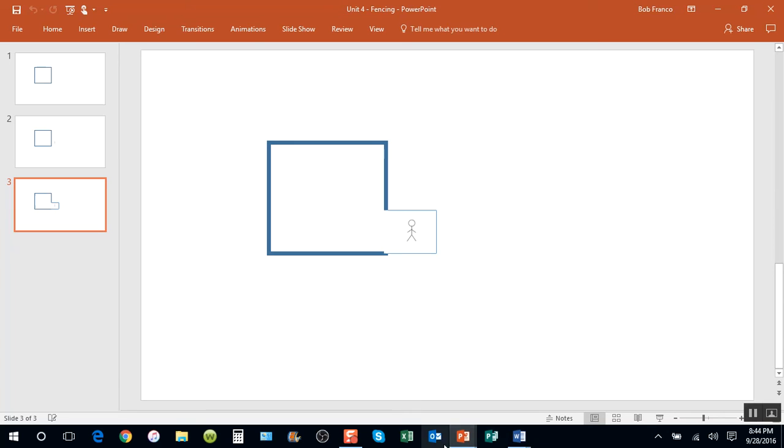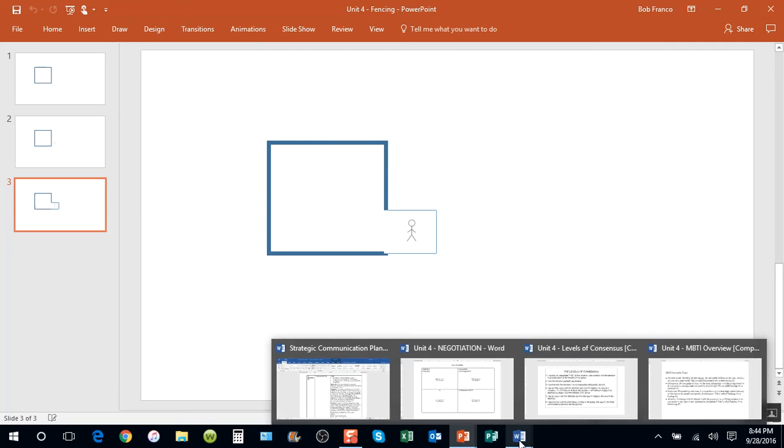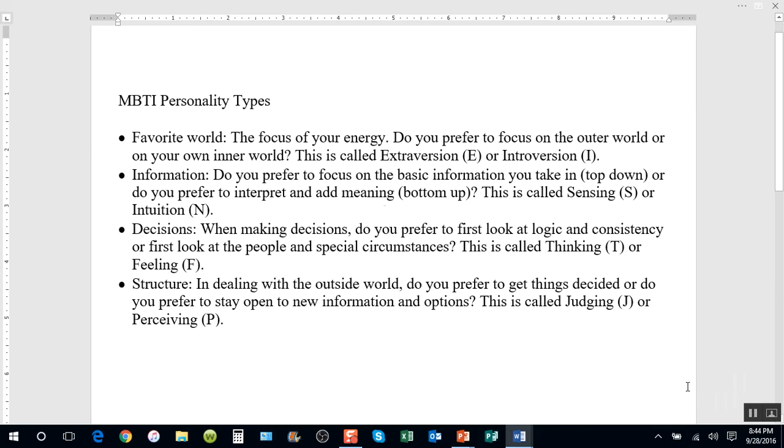One particularly interesting area around diversity in the workplace is personality. Personality is one of the ones that really seems to get in the way so often. And you guys may have seen the Myers-Briggs personality type. For example, how do you see the world? How do you focus your energy?